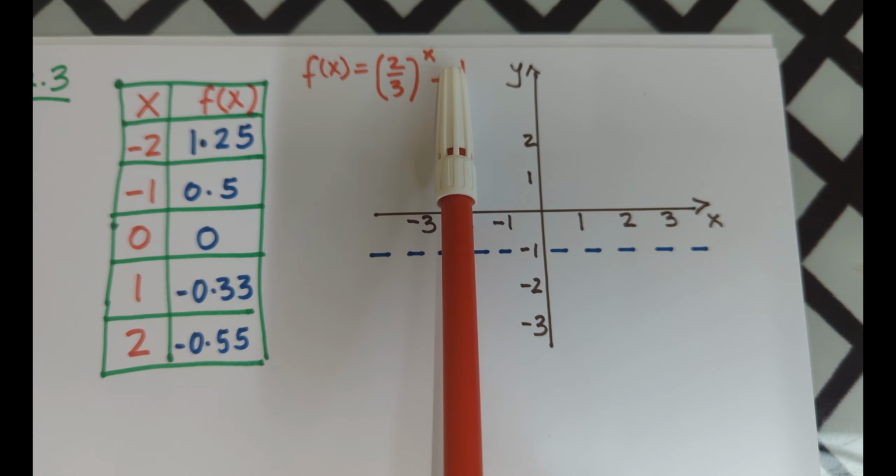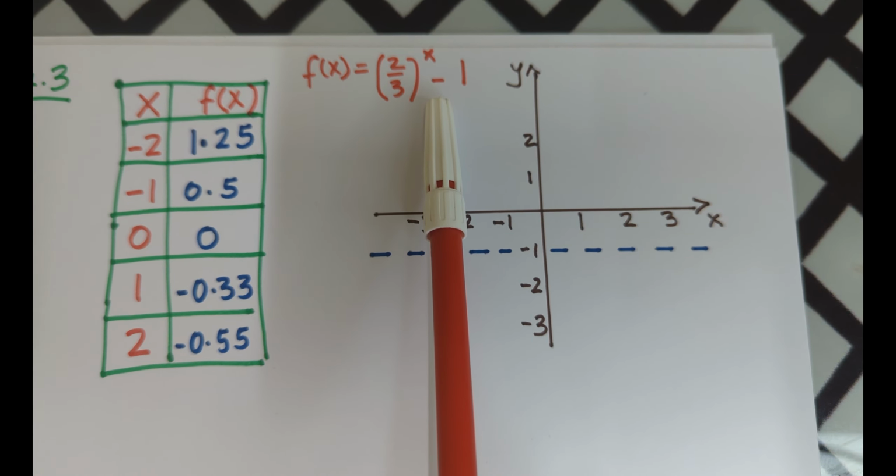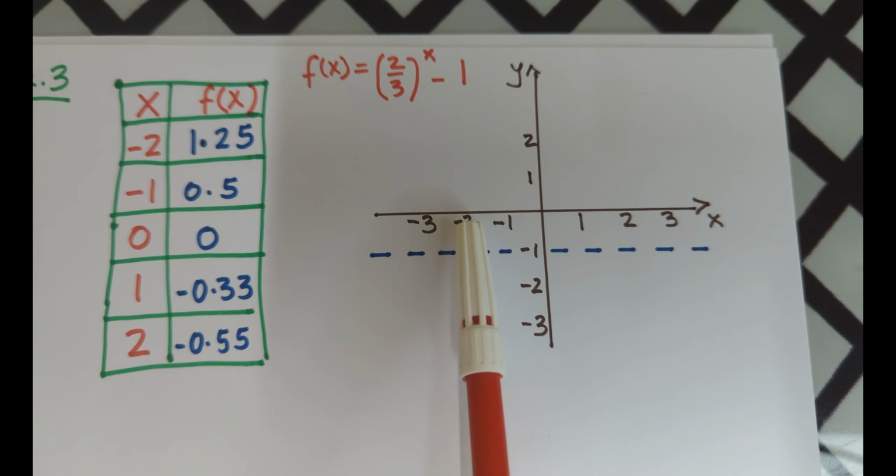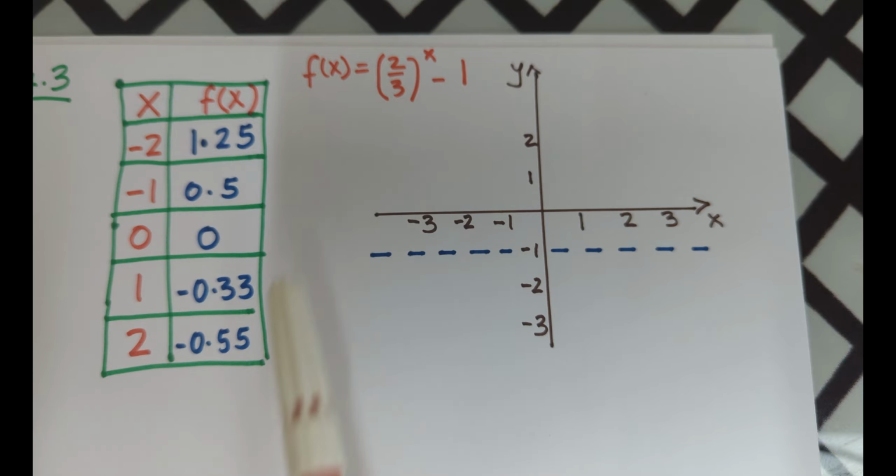If there was no number here, in other words, if our constant was 0, the y asymptote was going to be the x-axis. So in this case, we have negative 1 as our y asymptote.